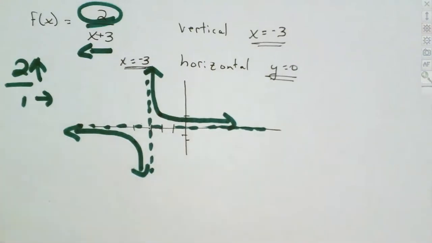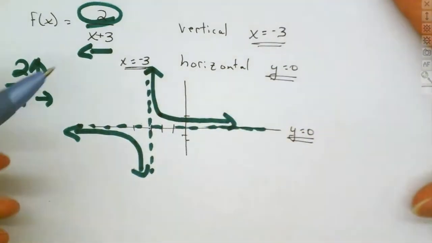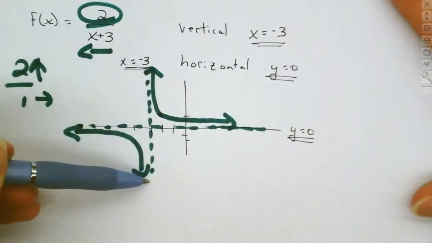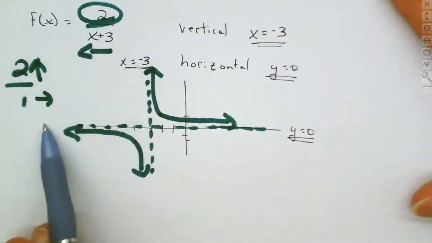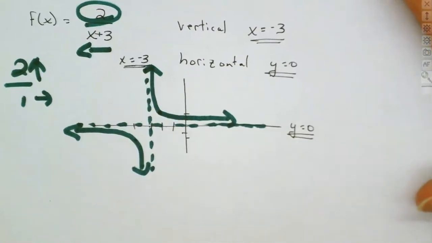When I grade these, the main thing I'm going to be looking for is to make sure I see a vertical line at x equals negative 3, a horizontal line at y equals 0, and that my graph is above the dotted lines. Does that make sense on how to graph those now?